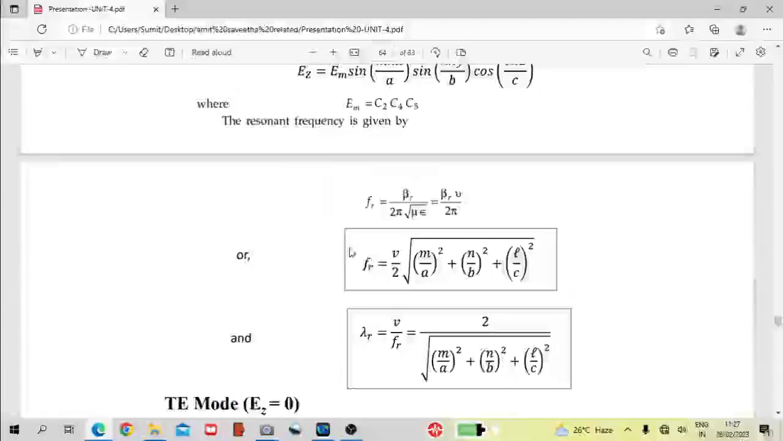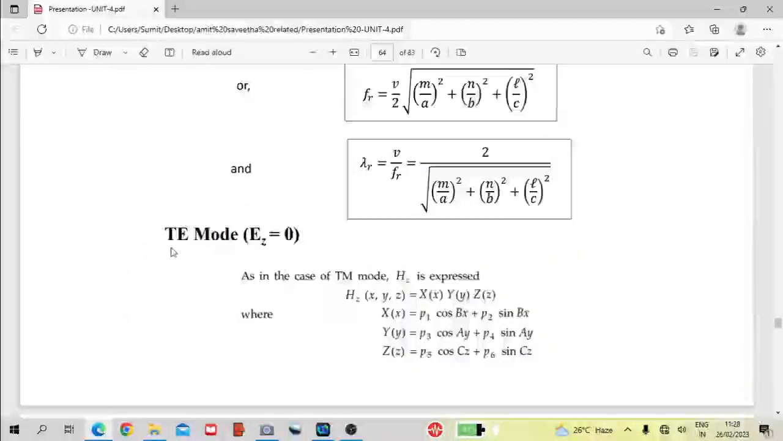In this way you get one Fr, which is not the cutoff frequency here. Here the concept is of resonating frequency. So from here, if you know the dimensions, if you know M and L, and if you know the broad wall, narrow wall, and the other dimensions, then from here you can find out the resonating frequency, and from there obviously you can find out the resonating wavelength.